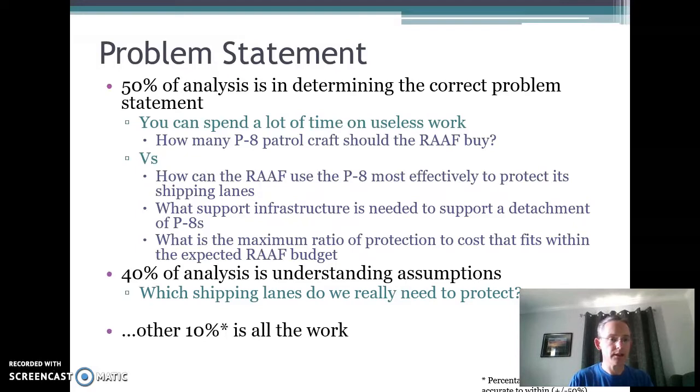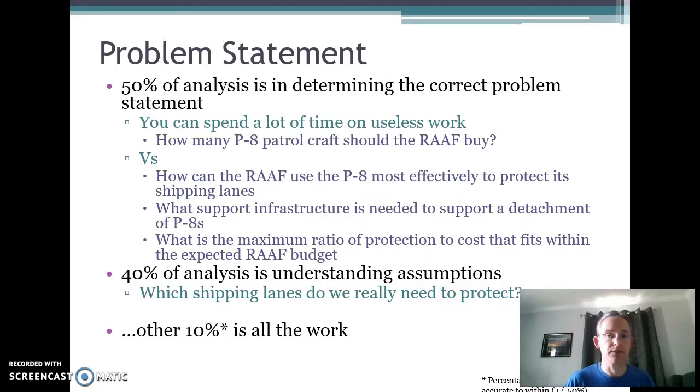I have an example here, and all I'm doing in this example is trying to describe. Here's a question that someone might want to know: how many patrol craft should the Royal Australian Air Force buy? That's a good question, but that's not something we can do really good analysis on. What you want to do is decompose that into a series of questions that you can actually do analysis on.